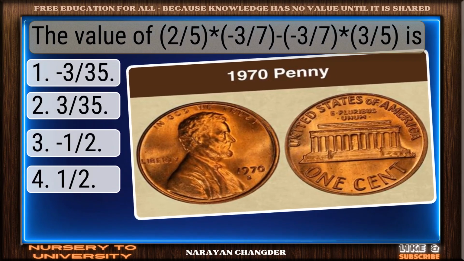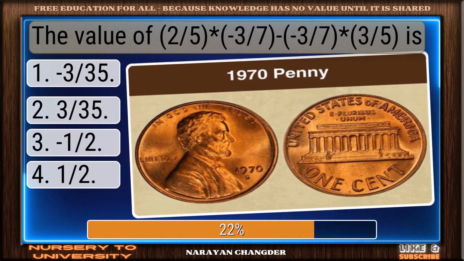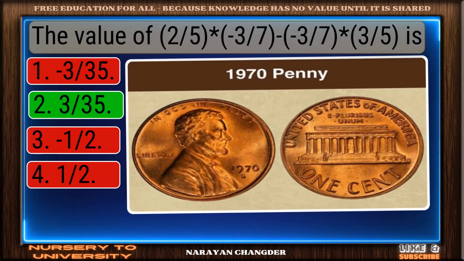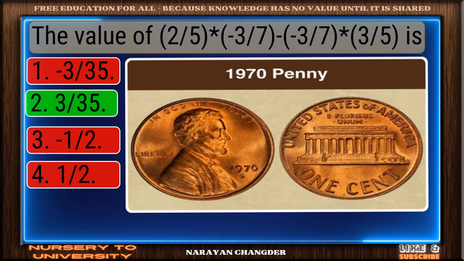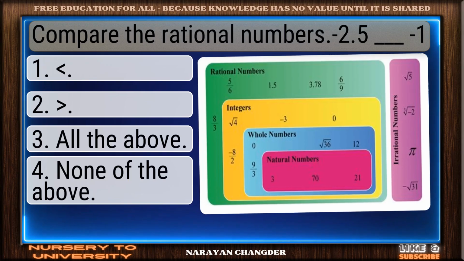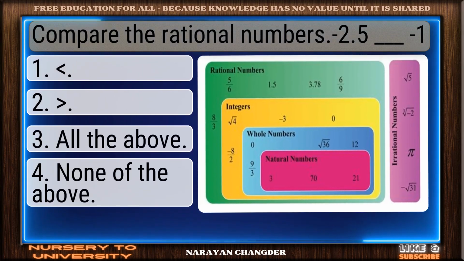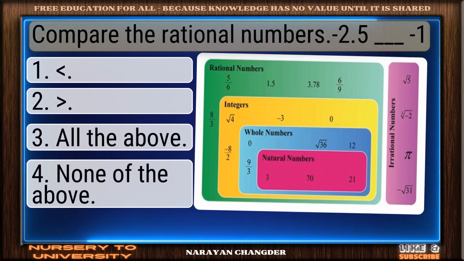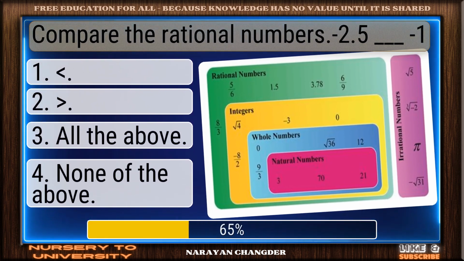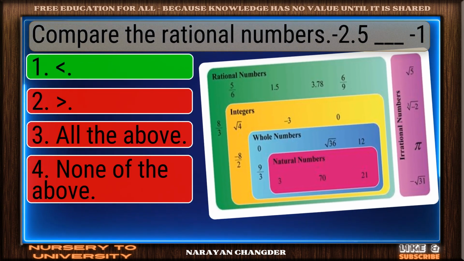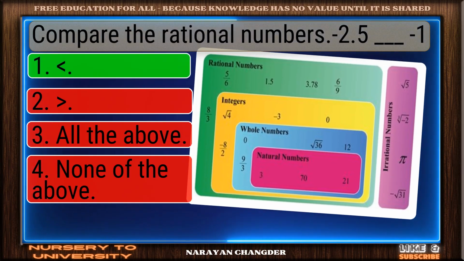Question number 16. The value of f is? Excellent choice. 335 is the right answer. Question number 17. Compare the rational numbers 2.5 and -1. Great job. Is the accurate answer?